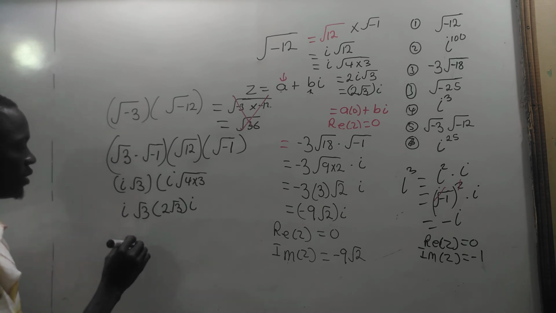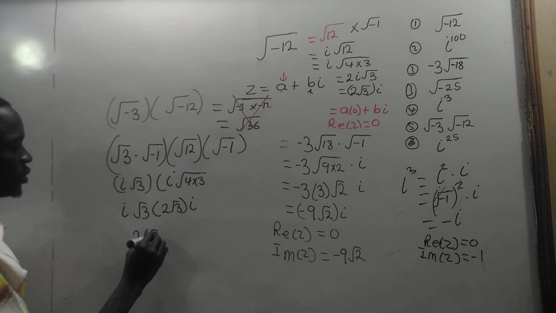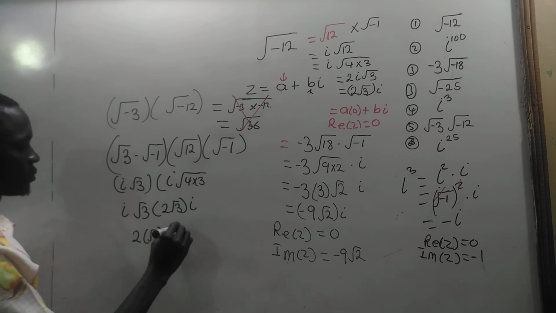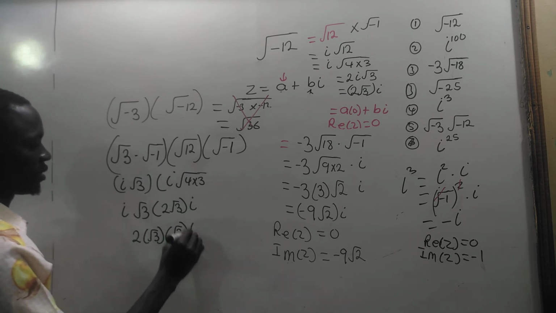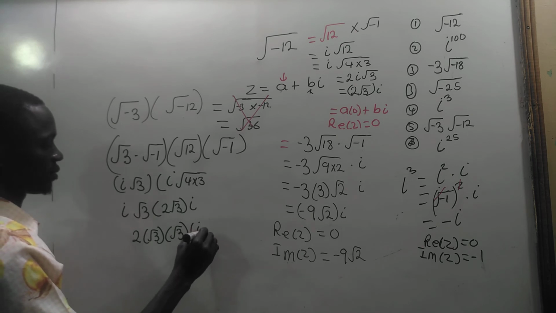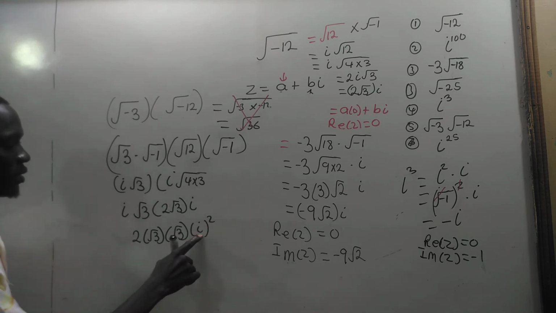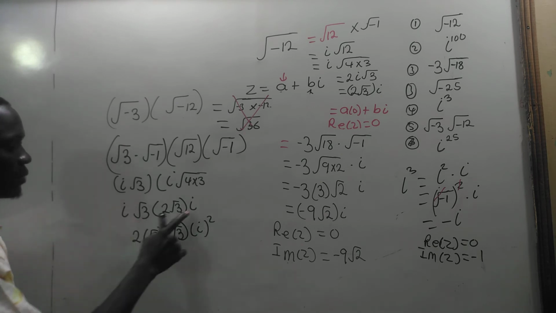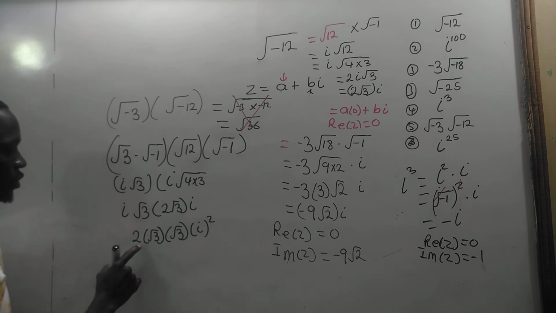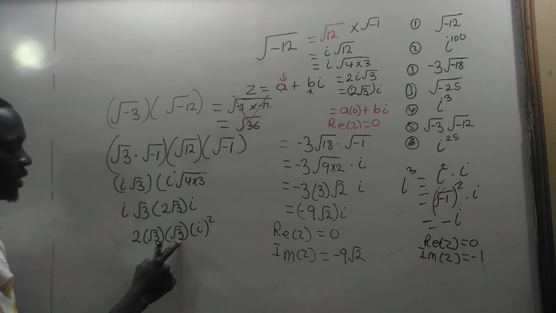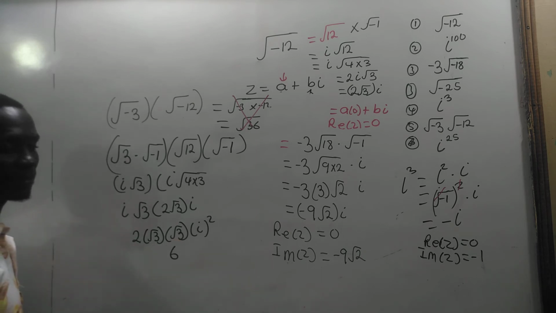So this will give me 2 into bracket root 3 times root 3 times i squared. You see this one? That is i squared, because i times i will give me i squared. So here, root 3 times root 3 will give me 3. 3 times 2 will give me 6.